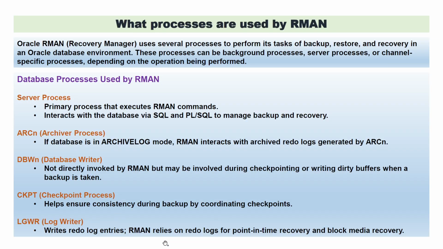Now, what processes are used by RMAN? Oracle RMAN uses several processes to perform its tasks of backup, restore, and recovery. These processes can be background processes, server processes, or channel-specific processes, depending on the operation being performed. So what are the server processes? The server process is the primary process that executes RMAN commands. It interacts with the database via SQL and PL/SQL to manage backup and recovery.